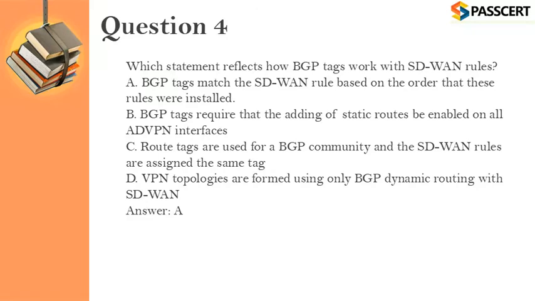Question 4. Which statement reflects how BGP tags work with SD-WAN rules? A. BGP tags match the SD-WAN rule based on the order that these rules were installed. B. BGP tags require that the adding of static routes be enabled on all ADVPN interfaces. C. Route tags are used for a BGP community and the SD-WAN rules are assigned the same tag. D. VPN topologies are formed using only BGP dynamic routing with SD-WAN. Answer: A.